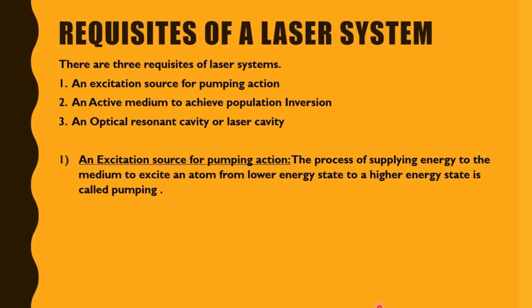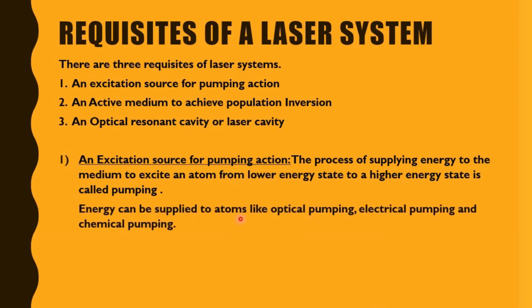Now, this is basically known as pumping. Energy can be supplied to atoms by optical pumping, electrical pumping, and chemical pumping. So, these are the three examples of how energy can be supplied to atoms.